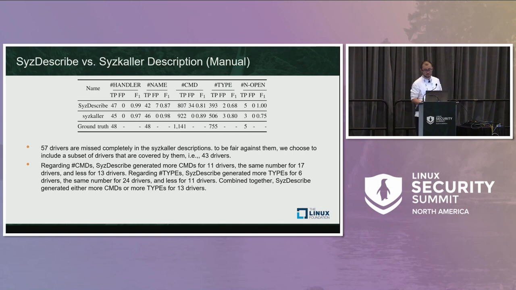And we also try to compare SysDescribe with the Syscaller description. Because 57 drivers are missed completely in the Syscaller description, to be fair against them, we choose to include a subset of drivers that are covered by them, which is 43 drivers. And the overall results: SysDescribe can generate either more command values or more argument types for 13 drivers.